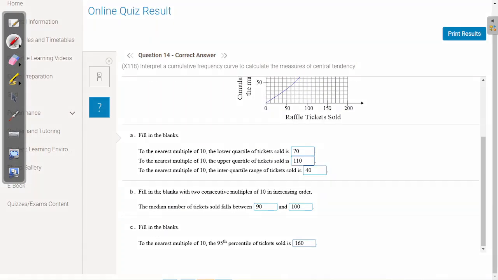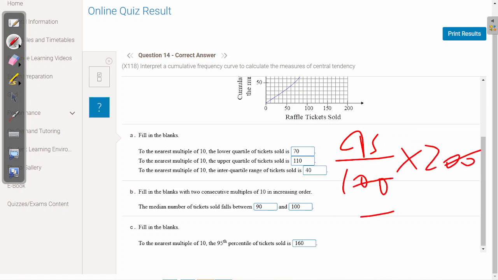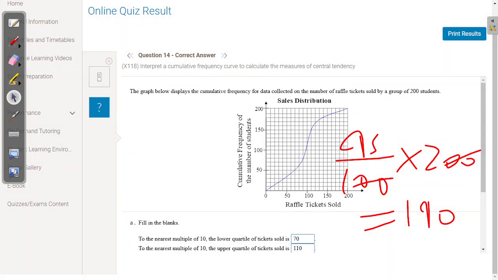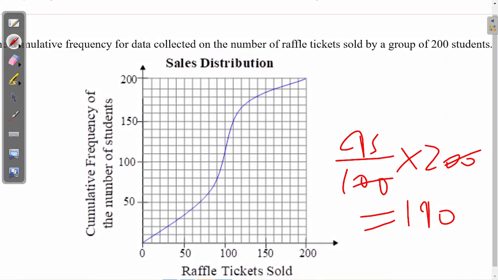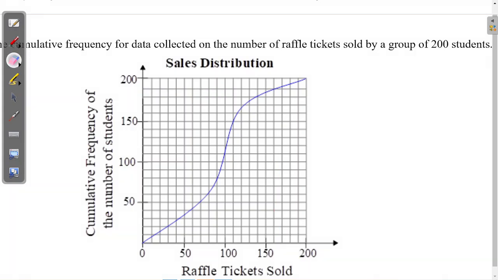95th percentile is 95%, or 95 over 100 times 200. It will be 190. So you check 190 in the graph. Where does it intersect? Here, at 160. So the answer is 160.